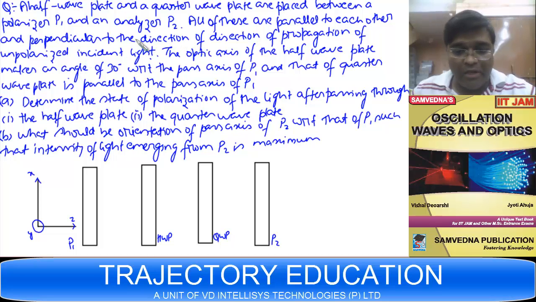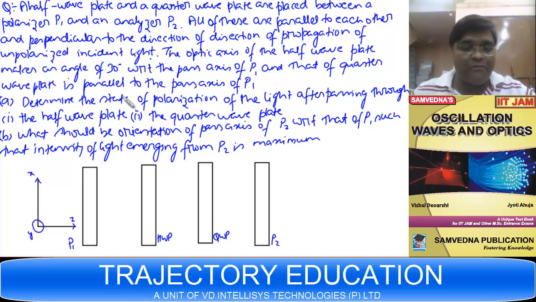So all of them are parallel to each other and perpendicular to the direction of propagation of unpolarized incident light. The optic axis of half wave plate makes an angle of 30 degree with the path axis of P1, and that of quarter wave plate is parallel to the path axis of P1.